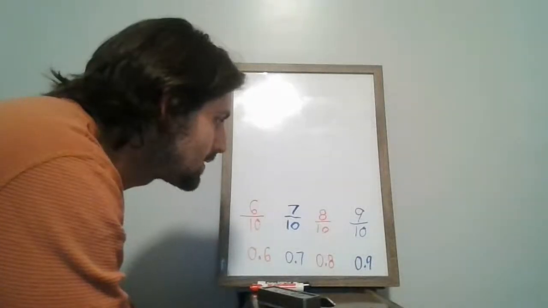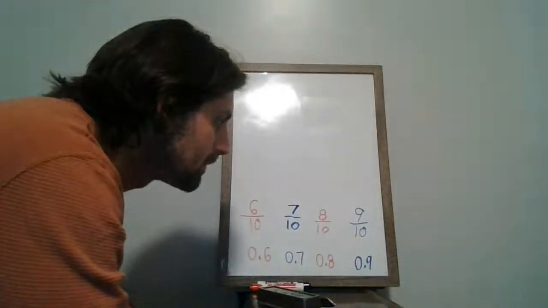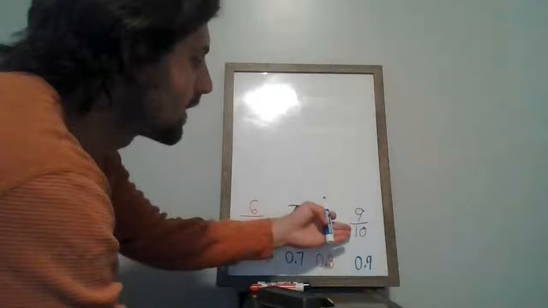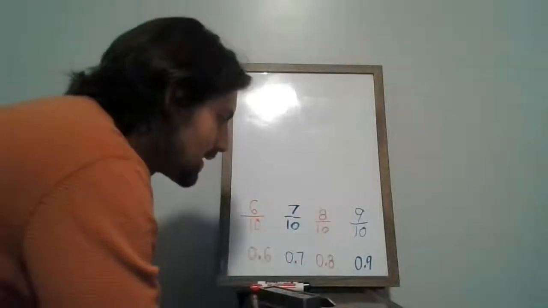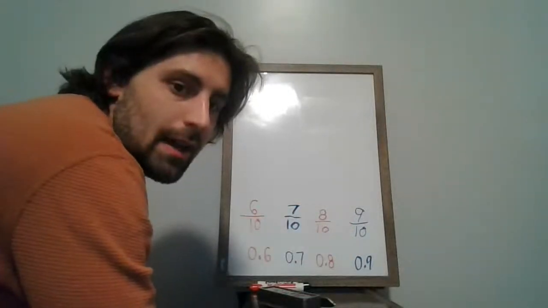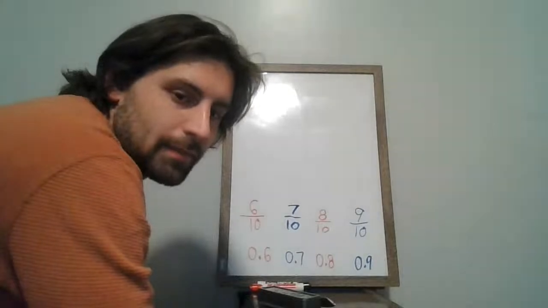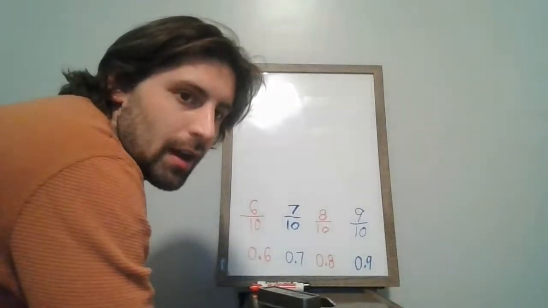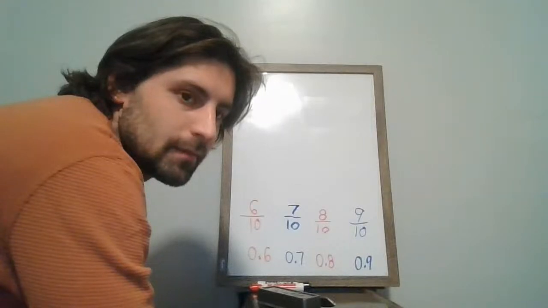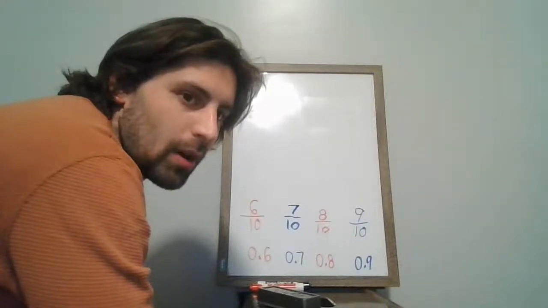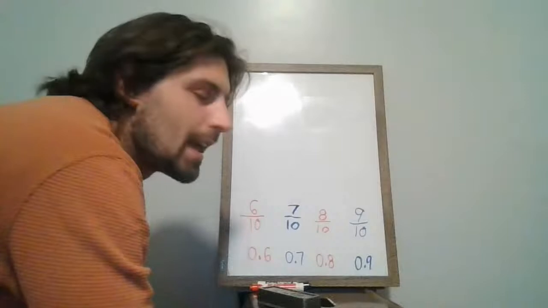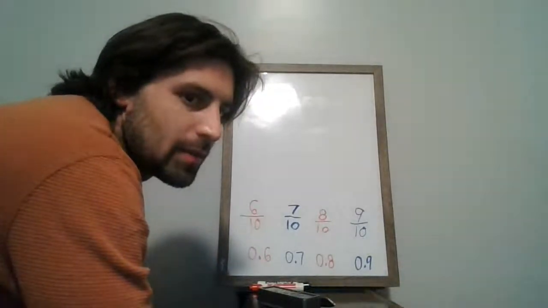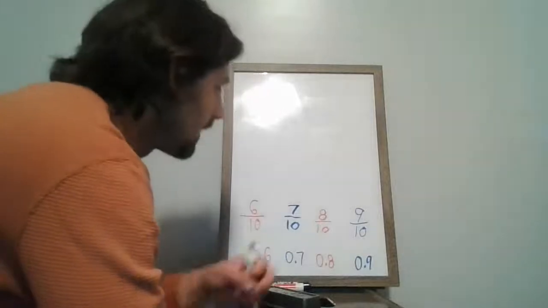So 9/10, that's like 9 out of 10. Very close to 1 whole, but not quite. This is how you write that as a fraction. This is how you write that as a decimal. Now, 10/10 is a little bit different. Feel free to pause the video and copy this down as well. I'm going to erase this, and I'm going to show you how to write 10/10 as a decimal, because that's a little bit different. All right, here we go.